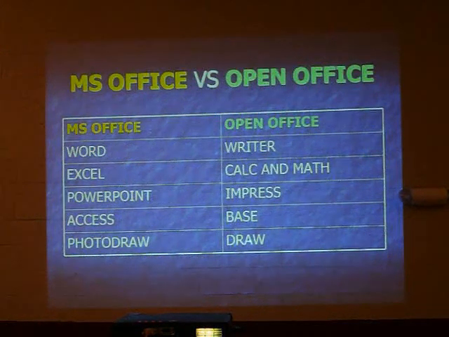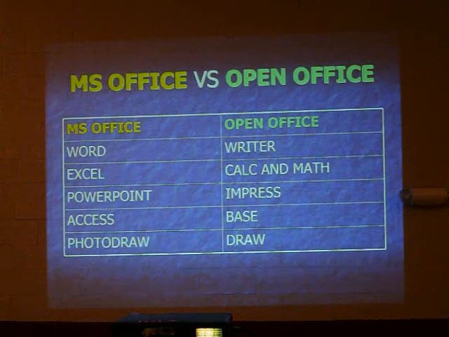Next. Here's an example of MS Office. You get Word for a word processing program. You get Excel for your spreadsheet. You get PowerPoint for your presentations. You get Access for your database. And you get PhotoDraw for your drawing program. Those programs can cost you $399 and up if you bought them. OpenOffice is free. Absolutely free.